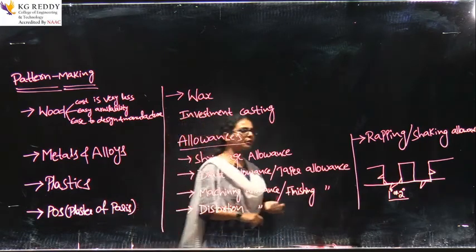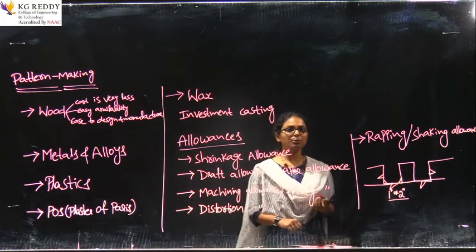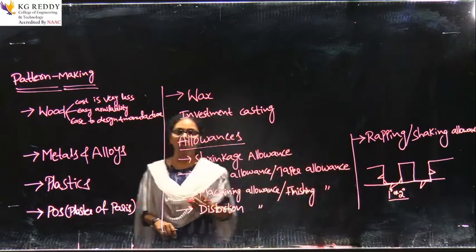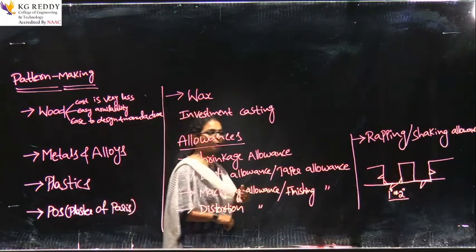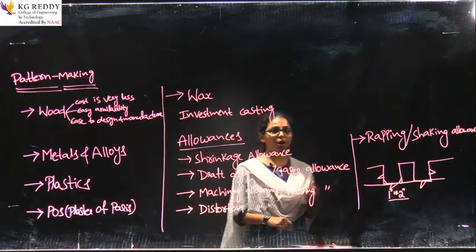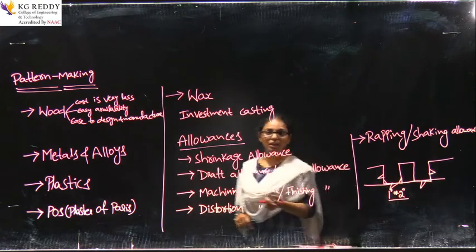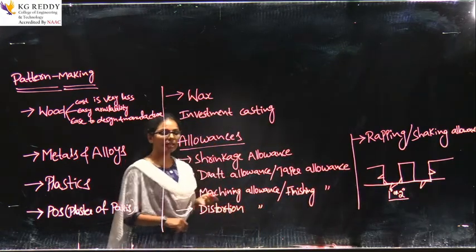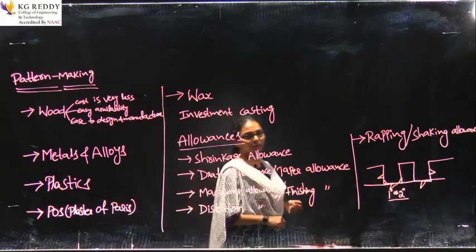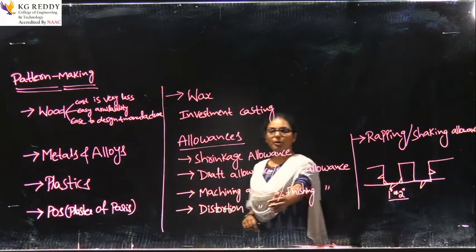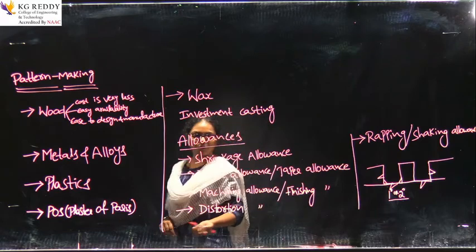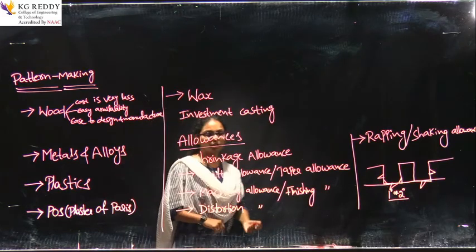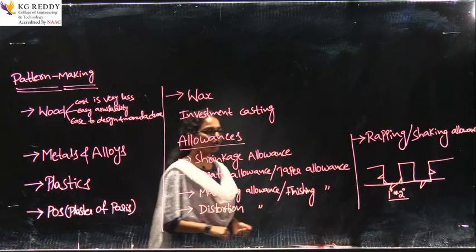And next one is distortion allowance. For example, we are going to cast components which have a very thin cross section, either T shape or V shape or U shape. For that we have to provide an extra camber to avoid damage to the component during pattern removal. So we provide an extra camber to the pattern. This is preferred wherever the pattern surfaces are very thin. So, to avoid that distortion we provide distortion allowance.